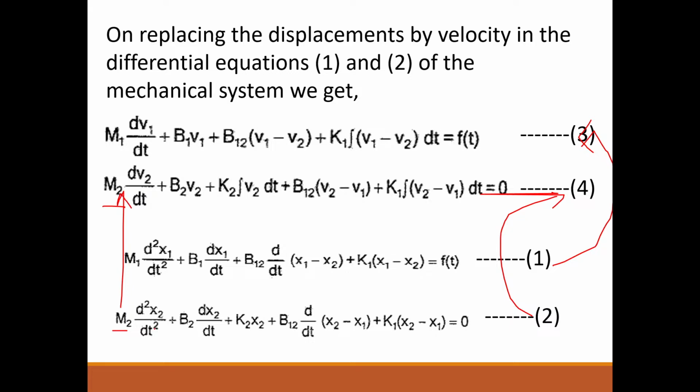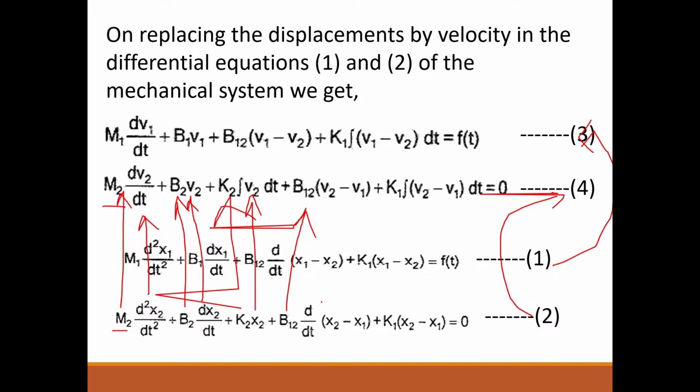m2 will remain constant. d square x2 by dt square will become dv2 by dt. b2 write it as it is. dx2 by dt replace it with v2. k2 write it as it is. x2 is replaced by integral of v2 dt. b12 write it as it is. d by dt of x2 is v2. d by dt of x1 is v1. k1 write it as it is. x2 can be replaced by integral of v2, x1 can be replaced by integral of v1, that is equal to 0.